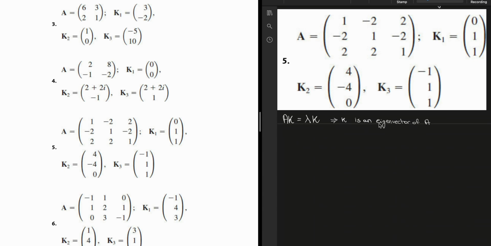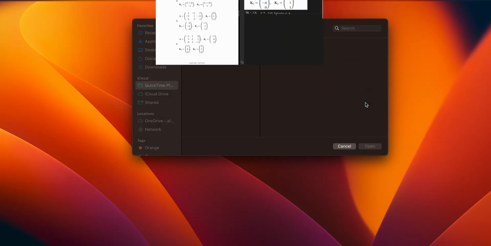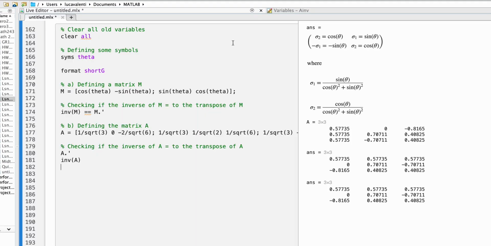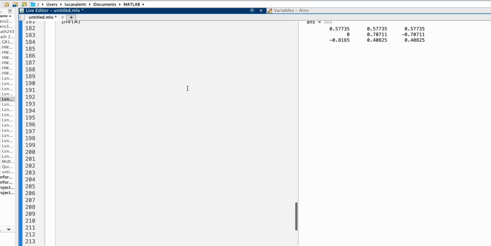The way to do it, I would do it in MATLAB. So let's go to MATLAB and see how we could do this. I would multiply A and the vector k, and with the result, I would see if there's any lambda that I can factor out that'll get me back to k. And I'll do it for each one of the cases. So let's go to MATLAB right here, and this is exercise 5.